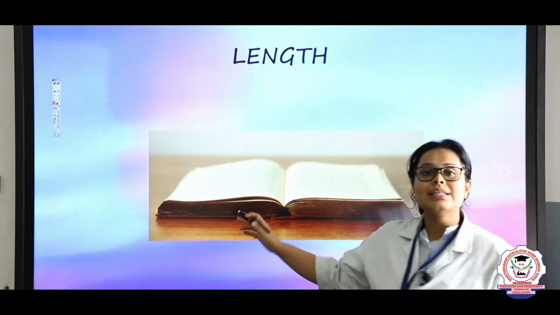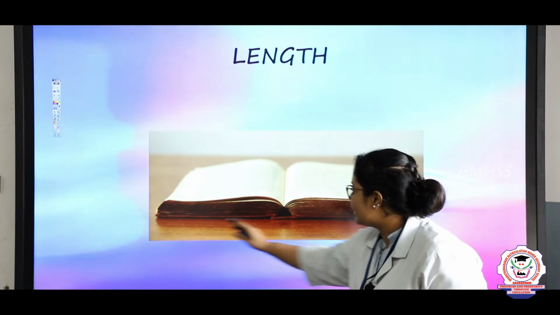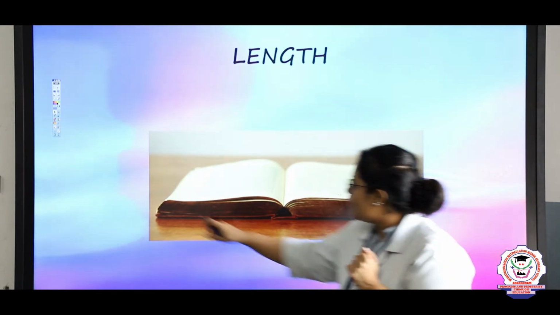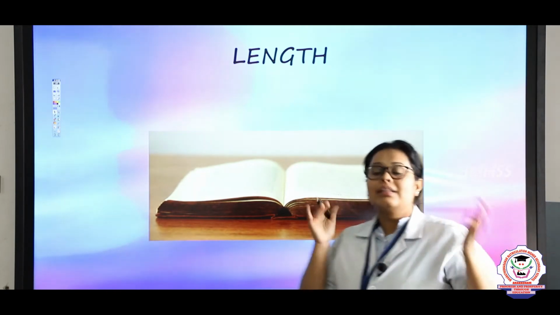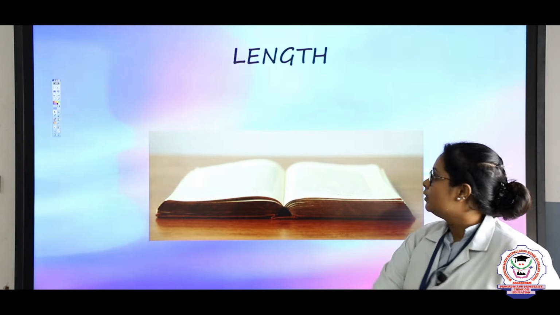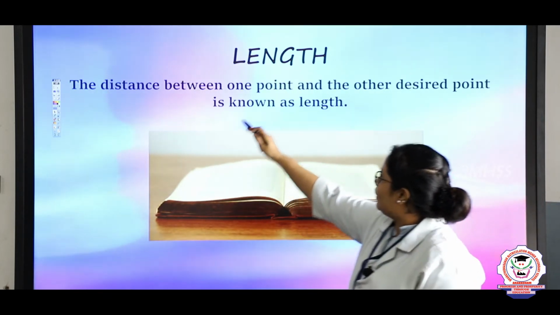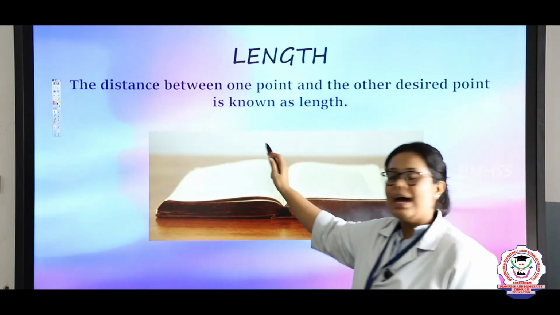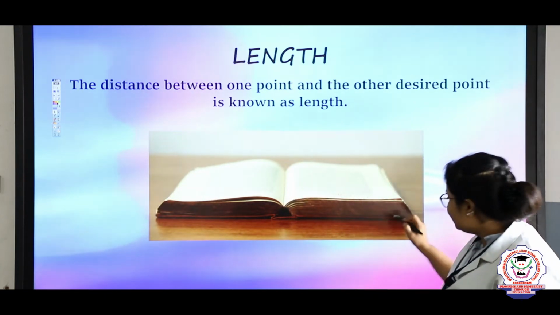Now let's see what length exactly means. Length means, whenever you are taking a book and this book is opened, the distance from this particular place to this place, how much it is, that is called a length. So the definition of length is the distance between one point and the other desired point. Here this is the first point and this is the second point.